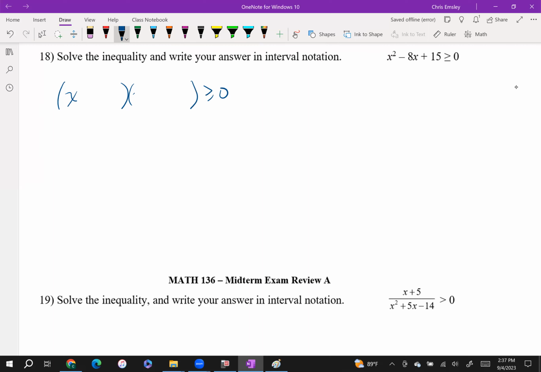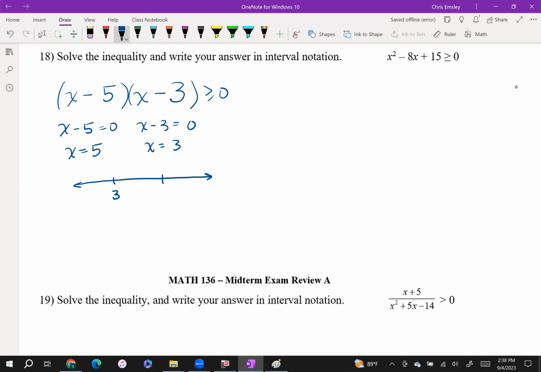So x squared is x times x. 15, 5 times 3 sounds good to me. To get that negative 8 in the middle, they both need to be minus. So what you don't want to do is just take this inequality sign and transfer it to each one of these. It's not x minus 5 greater than or equal to 0 and x minus 3 greater than or equal to 0. These are just our key points. They are our x-intercepts. So x equals 5 and x equals 3. Those are the only two places on this graph that it could possibly be changing signs from positive to negative.